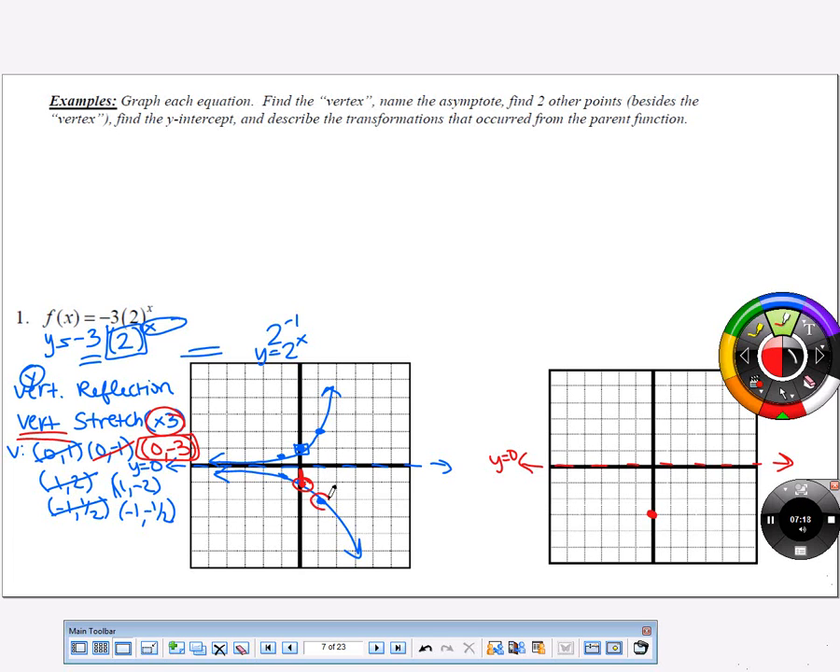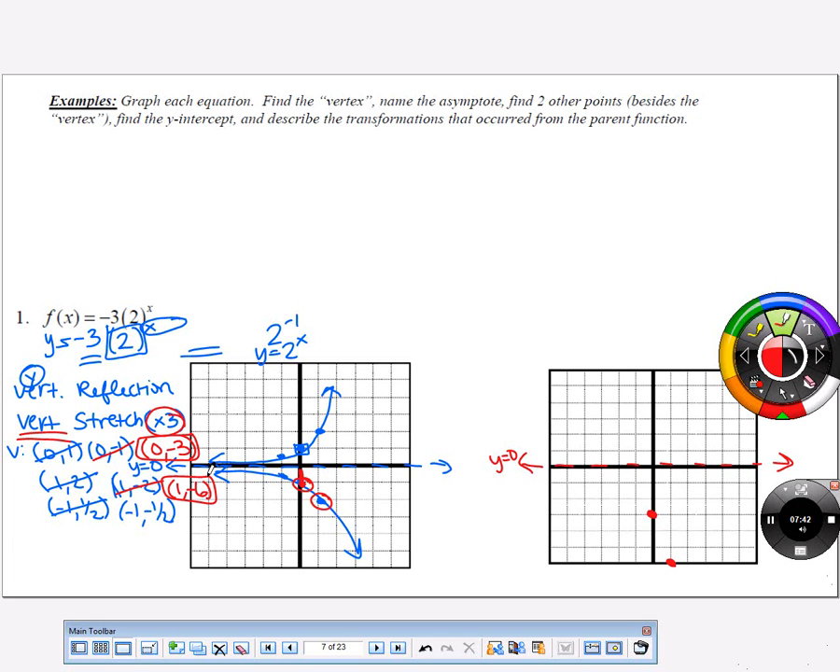So this point right here, how far was it from the asymptote vertically? 2. So when that gets multiplied by 3, 6. So that point in that position needs to be moved so that it's 6 units vertically from the asymptote. So it's going to be down there. So this point that was at (1, -2) ends up at (1, -6).